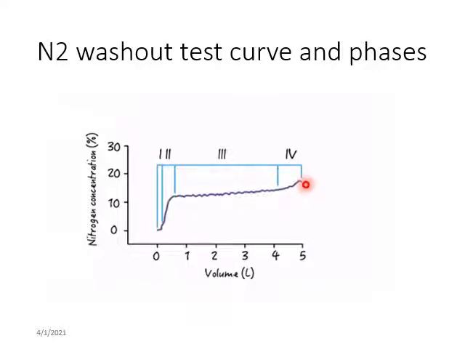And sometimes, when there is no further increase in the nitrogen concentration right at this point, we start to speak about the closing volume, where there is no air coming from the base of the lung, and most of the air will come from the apex. And the closing volume increases due to age, due to smoking, etc.